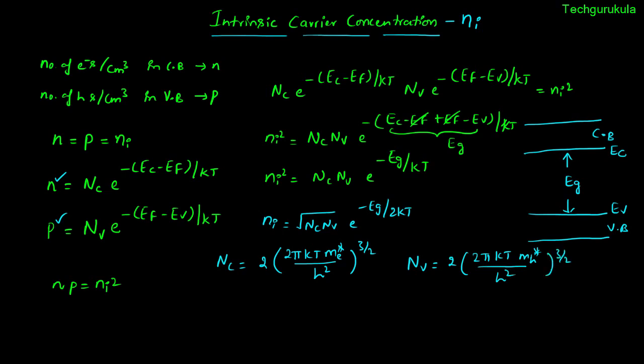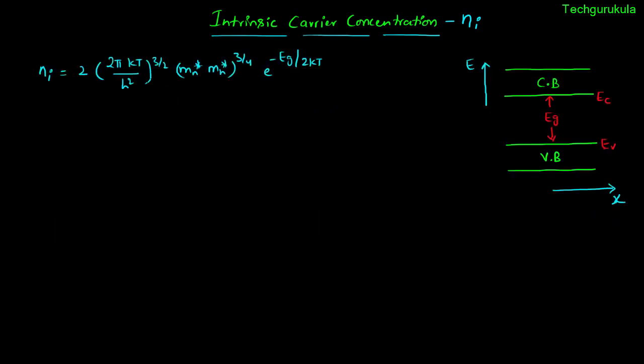If we substitute these values of Nc and Nv to find the value of Ni, we can write this equals 2 times (2πkT/h²) to the power 3/2 times (effective mass of electron times effective mass of hole) to the power 3/4, because it is in the square root. And here these terms are present twice, so the square root of it gets cancelled. We get exactly the same value times e to the power minus Eg over 2kT. I have written the expression here for Ni.